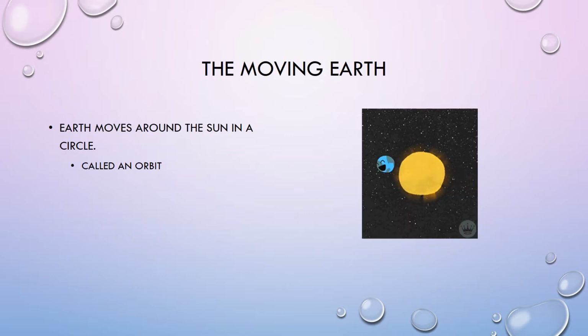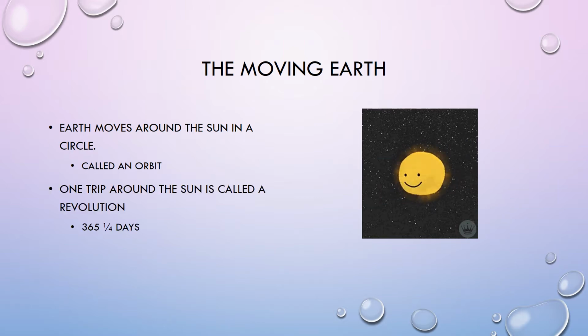The moving Earth. So the Earth moves around the Sun in a circle, and we call this circle an orbit. So the Earth orbits the Sun. One trip around the Sun is called a revolution, and this takes about 365.25 days. You might better know a revolution as a year.